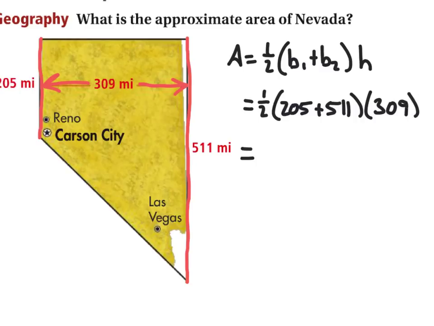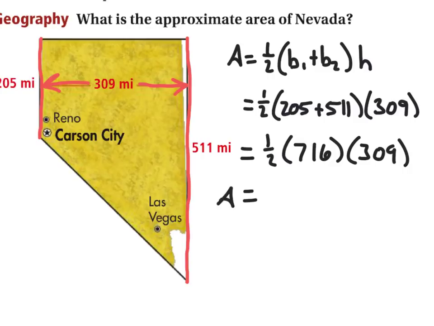All right, so we have 1/2 times 761 times 309. Grab that handy dandy calculator, and we are taking 0.5 times 761 times 309, and that gives us 110,622 square miles.